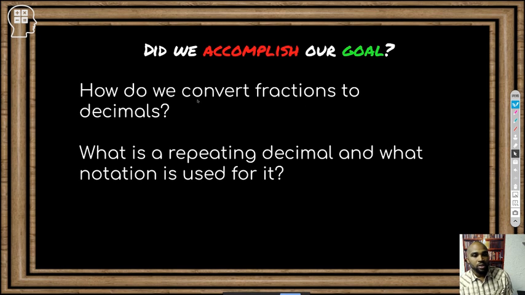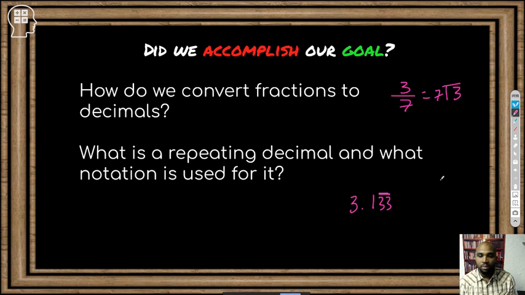Did we answer our questions? How do we convert fractions to decimal? Yep, we just divide the two. So if we have 3 over 7, we just divide 3 divided by 7. And whatever you get there is your decimal. What is a repeating decimal, and what notation do we use? A repeating decimal is when you have something that keeps repeating, and we use this little notation like a line bar on top of those numbers to illustrate that.